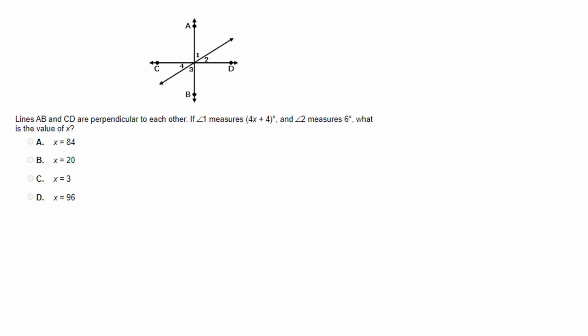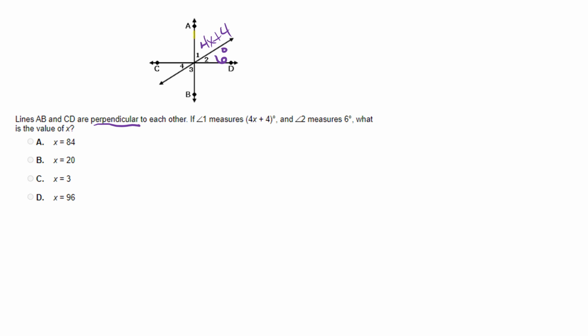Lines AB and CD are perpendicular to each other. If angle 1 measures 4x plus 4, and angle 2 measures 6 degrees, what is the value of x? Well, I do know that these are perpendicular. When lines are perpendicular, that means that they form a 90-degree angle.